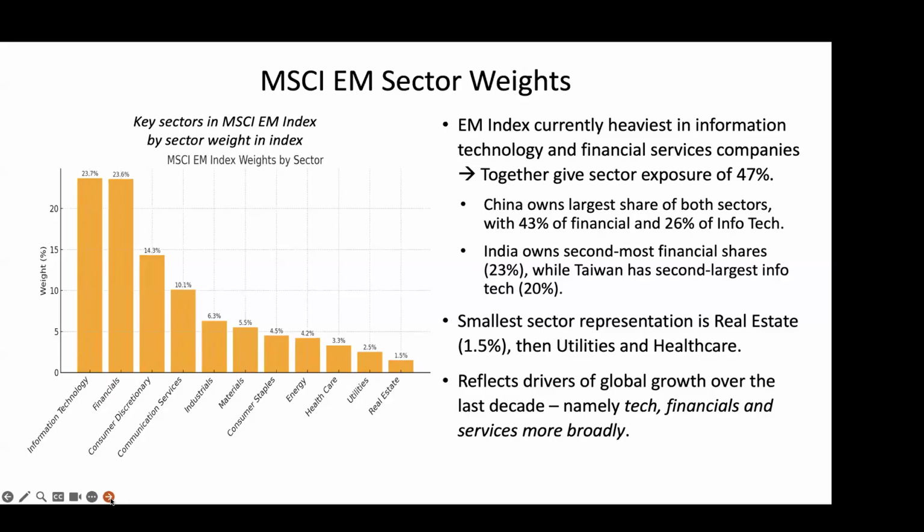So if you want to start getting a size and shape, you can say it's a China, India, Taiwan story in terms of country exposure across three big sectors. Notice that it tapers off quite heavily beyond the top two sectors. So it's very left tail dominant. You'll see that you've got everything from materials right through to real estate. They don't even breach 5% of the index.